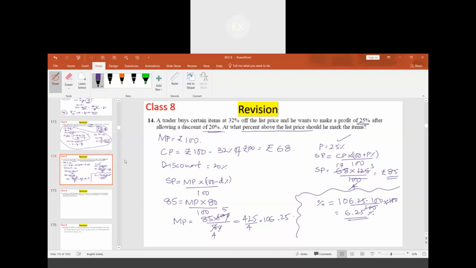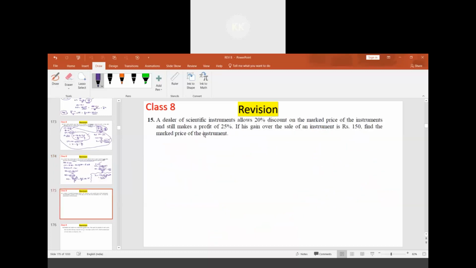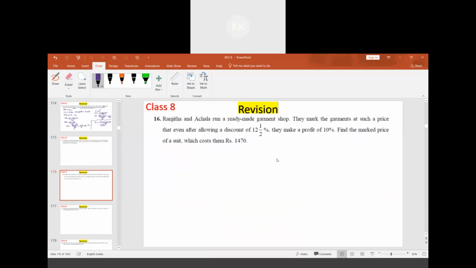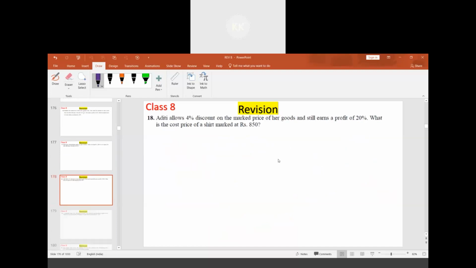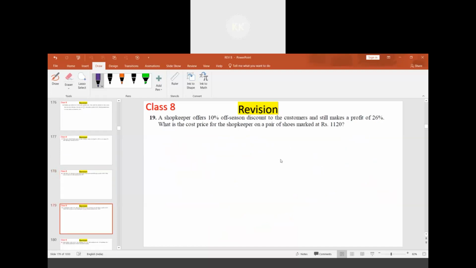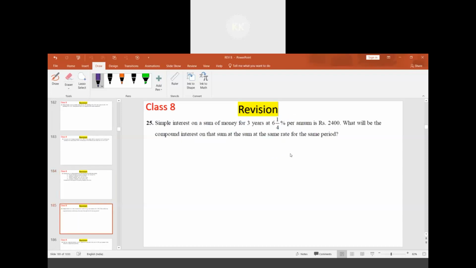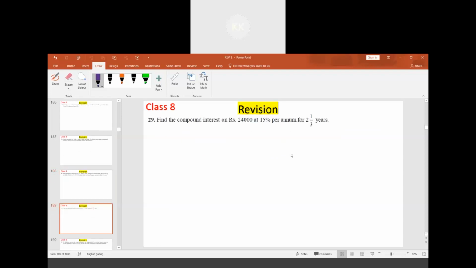Remaining questions I want you to try. Will you try these questions 15 to 40? These are all related to the concept of profit, loss, discount percent, and some questions are related to VAT. And a few questions are related to compound interest.